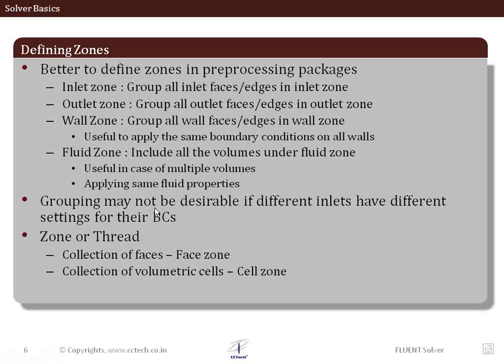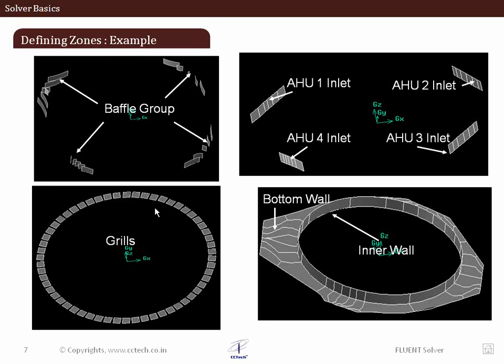This is a grouping which is done at the pre-processing stage. In ICEM CFD it's called part names. In Gambit it might be simply zone names, or in other packages they might have different classifications, but all that we are trying to do is to assign different zones which ANSYS Fluent understands. Now once we have a geometry like this, this is just an example of a server room cooling project we were involved in, and what you can see here is the different kinds of zones. So you have a collection of baffles which have been classified as one single zone called the baffle group. There are some different air handling unit inlets, so we have termed them a collection of faces as air handling unit 1 inlet, AHU2 inlet, and so on and so forth.